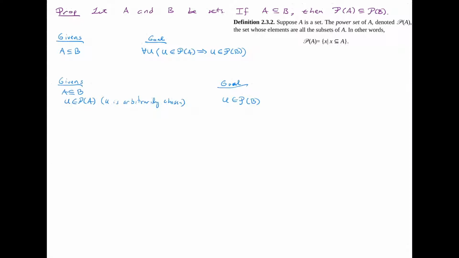Now, by definition, U is in the power set of B is equivalent to U is a subset of B. Similarly, U in the power set of A is equivalent to U is a subset of A. But we have that A is a subset of B, and so now we're going into the scratch work.